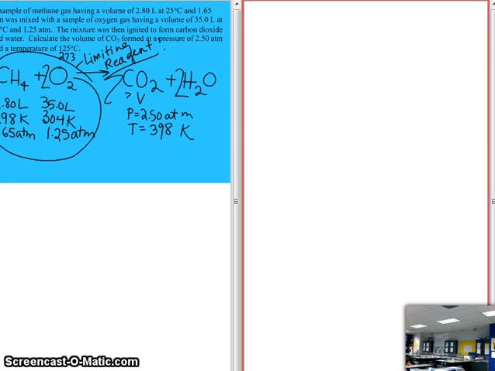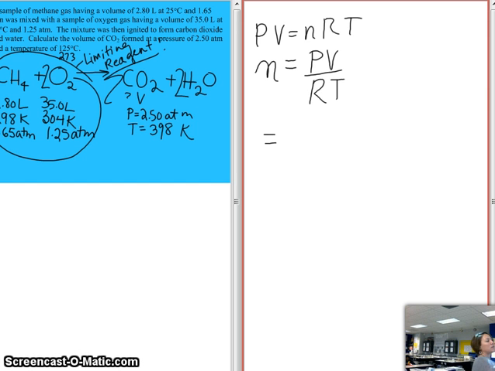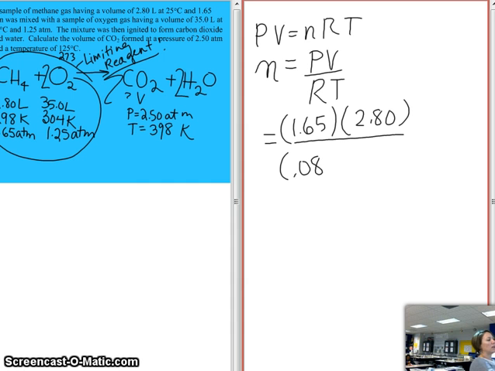There we go. Okay. So if we take our CH4, we do the moles of it first. I like to rearrange before I plug in. So I'm solving for moles, so I'm going to have PV divided by RT, because then I only have to touch my calculator once. Our pressure is 1.65. Our volume is 2.80. This is of the methane. Our R is 0.08206. And our temperature is 298. So we can solve for the moles of methane in that manner, right?